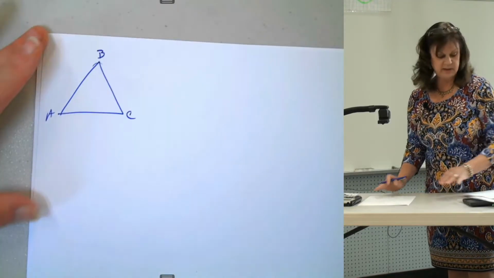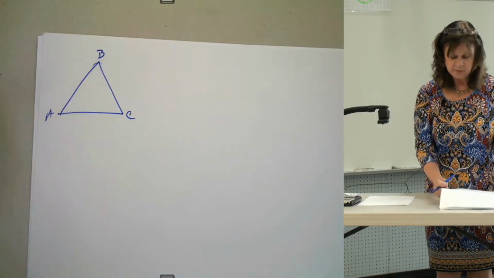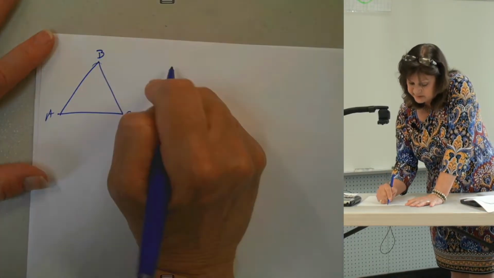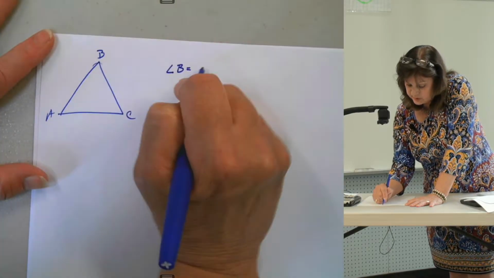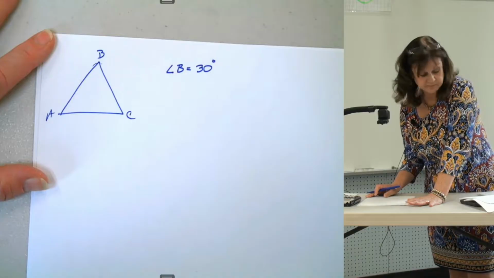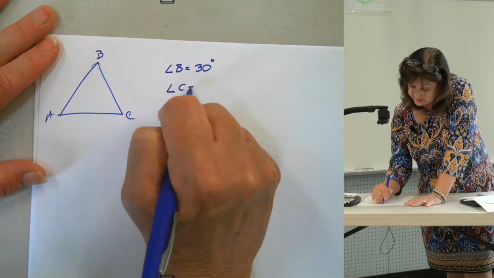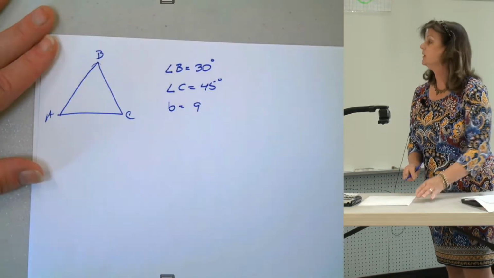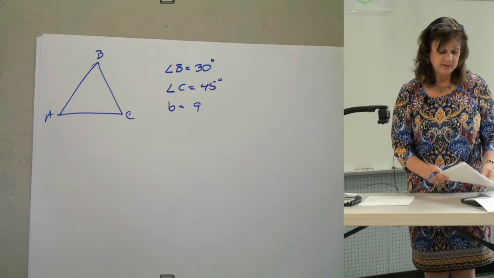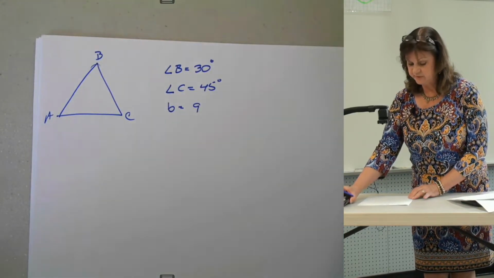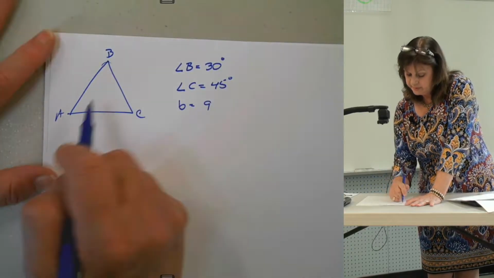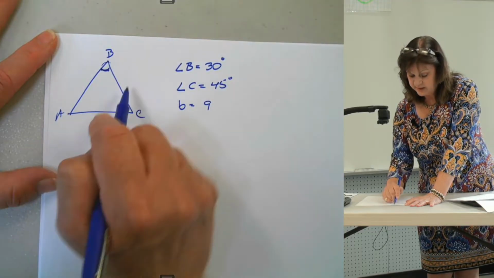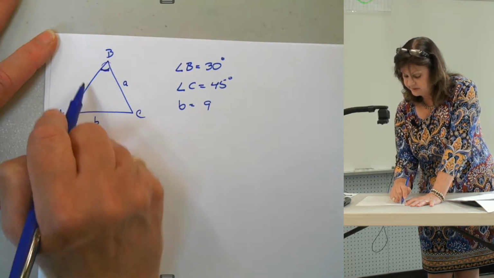Okay, we have triangle A, B, and C. We're still using law of sines, and some of the information I'm going to be providing for you is that angle B is 30 degrees, angle C is 45 degrees, and side length B is 9. I think this is going to make the whole concept a little bit easier if we start off here. Remember, opposite angle B is side B, opposite angle A is side A, and opposite angle C is side C.